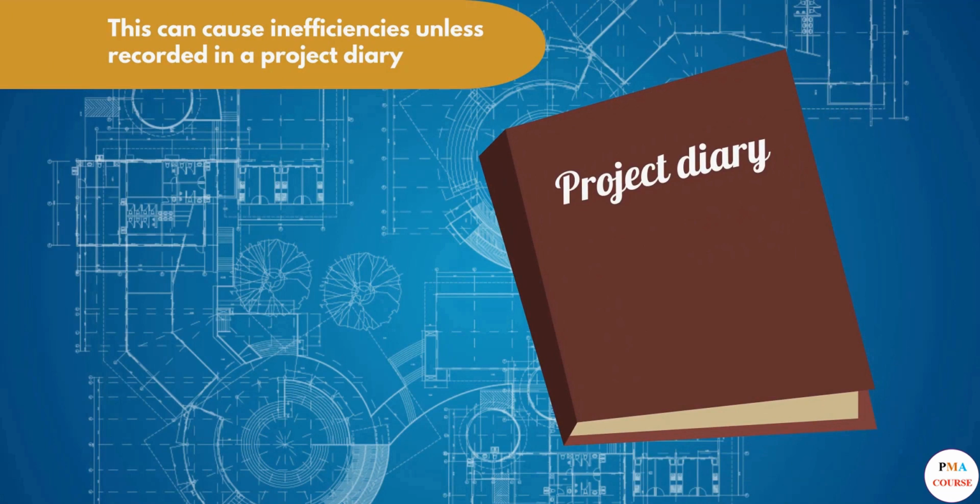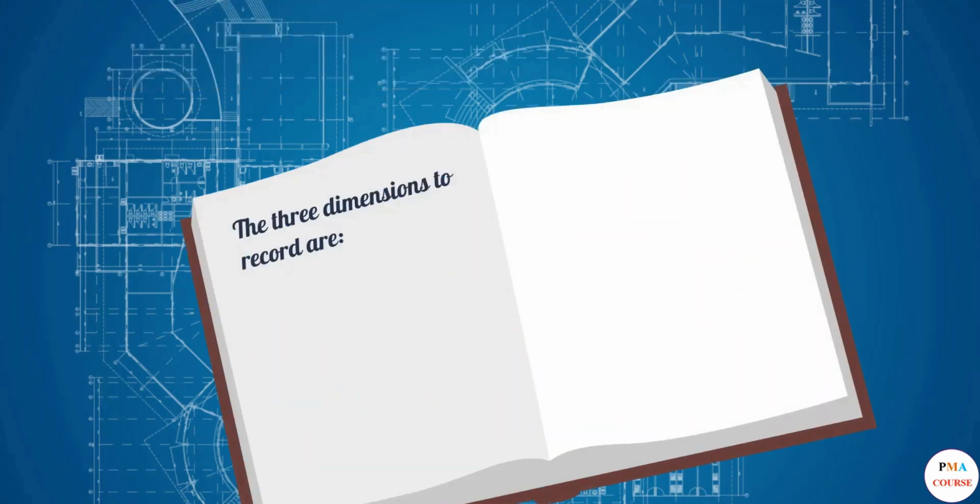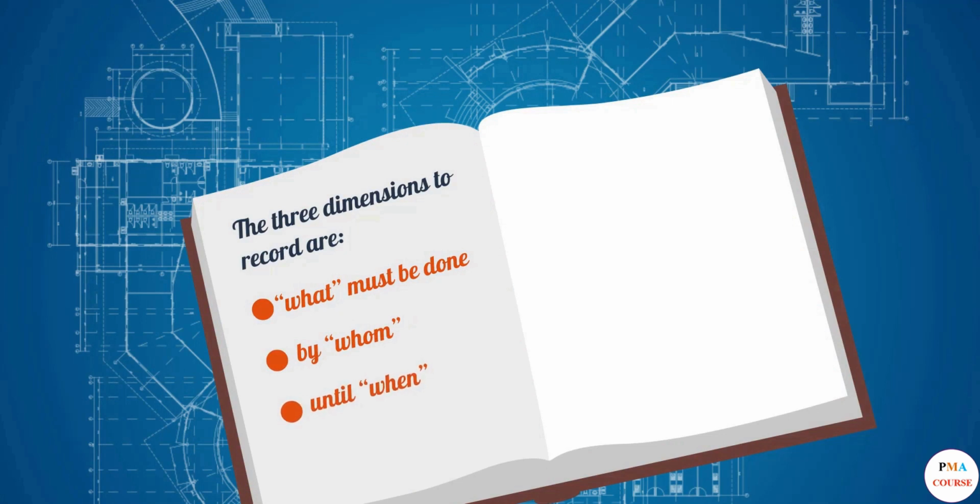Whenever there are ongoing actions or agreements made as the project goes, the three dimensions to record are what must be done, by whom, and until when. Let's look at them in turn.